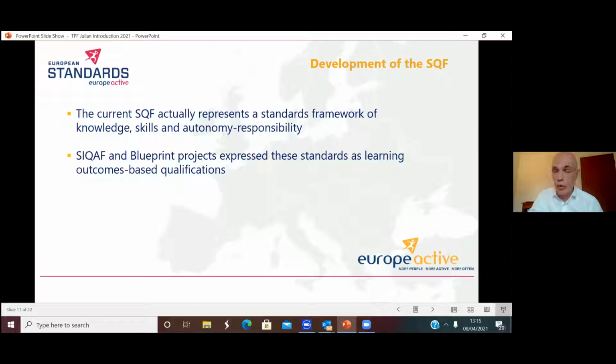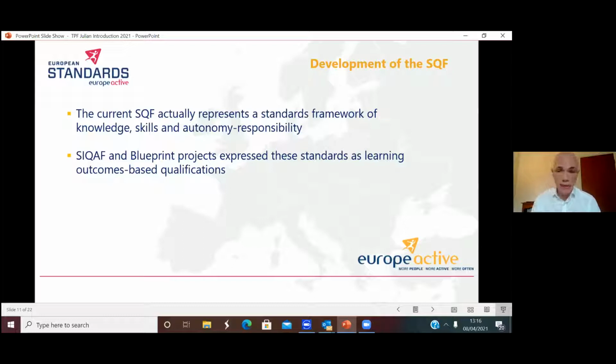Now, the current SQF actually represents a standards framework of knowledge, skills, autonomy and responsibility. So they are actually standards. So it's a little bit awkward, it doesn't quite fit, that we have always referred to it as a sector qualifications framework.